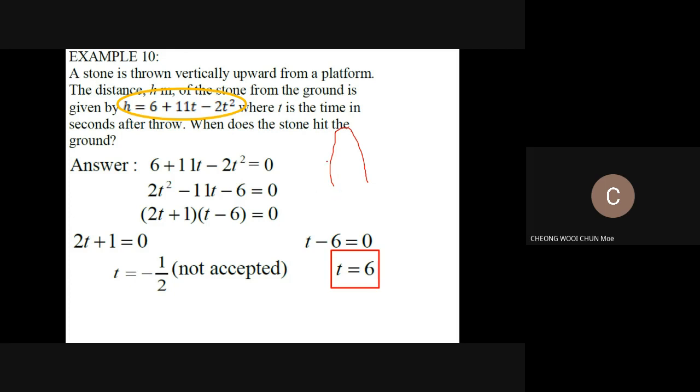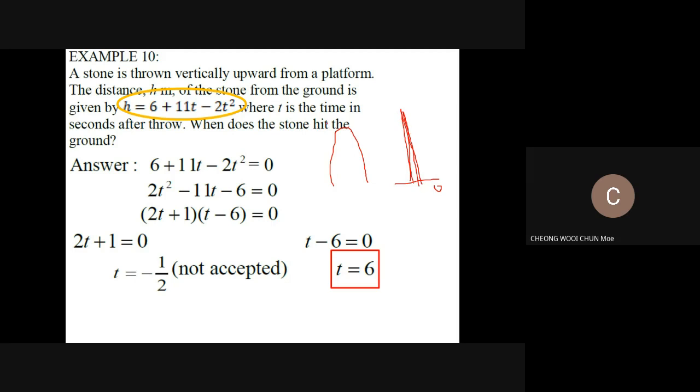The graph is like this because it's negative t squared, so it's an n shape. The stone is thrown and then goes down. This is the ground, here is 0. It goes up and then comes down. t is the time after the throw, from the throw to here.